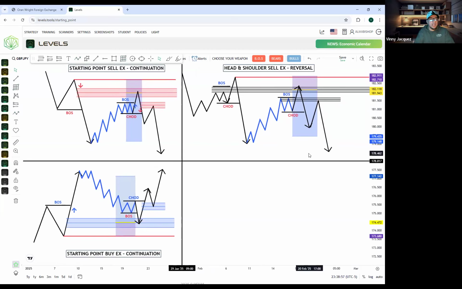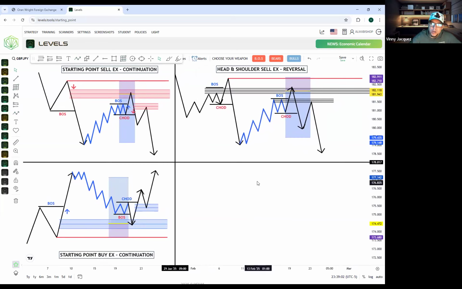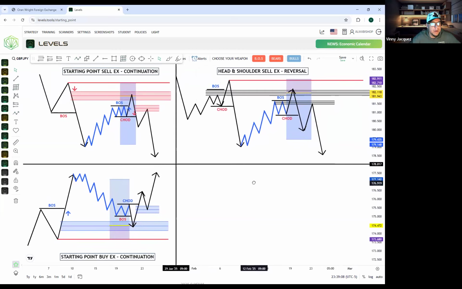Right? So some people are going to like the starting points because it's easier, right? Less detailed work. And hey, it is what it is. It works. If that's what works for you, continue to work the plan. But I know some people ask, what time frame do you usually mark this up on? Every time frame, whatever time frame, whatever style trader you are.